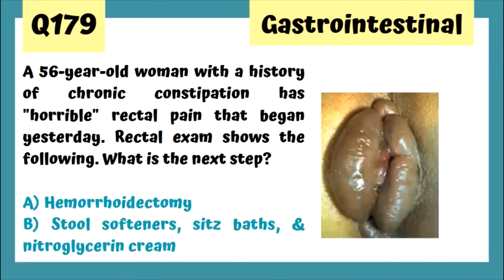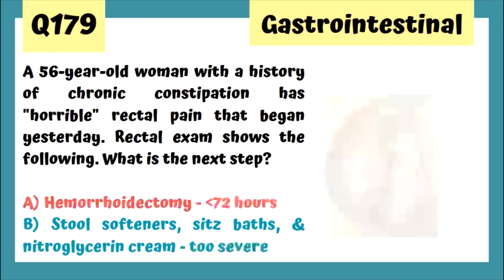All right, question 179. Gross. A 56-year-old woman with a history of chronic constipation has horrible rectal pain that began yesterday. Rectal exam shows the following. What's the next step? So here, she has a thrombosed external hemorrhoid, which is severely excruciating painful. And in such a case, we go with hemorrhoidectomy, especially within 72 hours. After 72 hours, it will probably resolve on its own. But within 72 hours, we go with hemorrhoidectomy to relieve this excruciating pain.